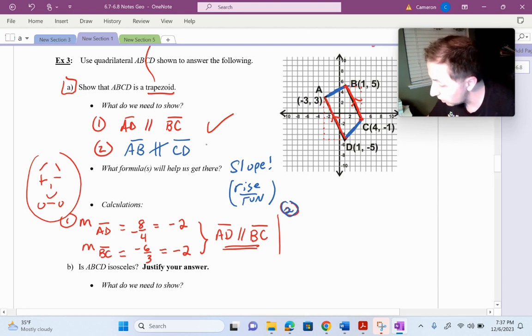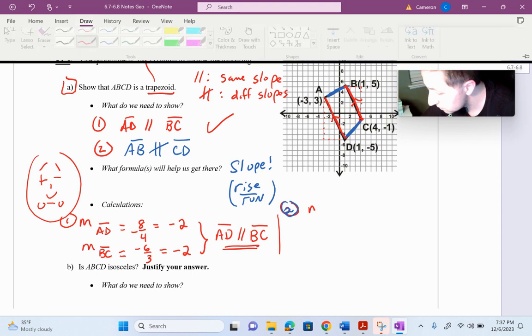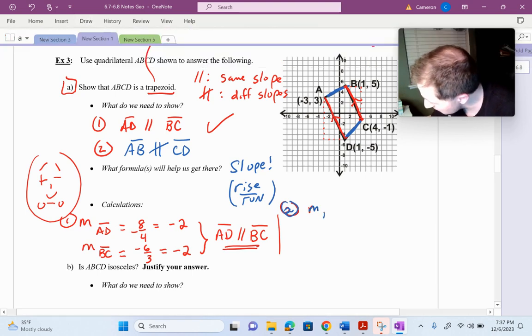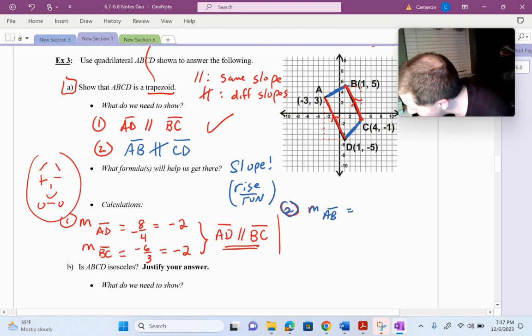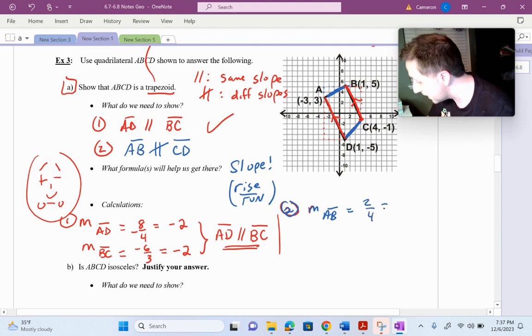So if parallel means same slope, then not parallel would mean not the same slope. I'm going to have to show that they have different slopes. So the slope of AB is equal to, this time it's positive slope for both of these. It's going to go up 1, 2 over 1, 2, 3, 4. 2/4 would be a half.